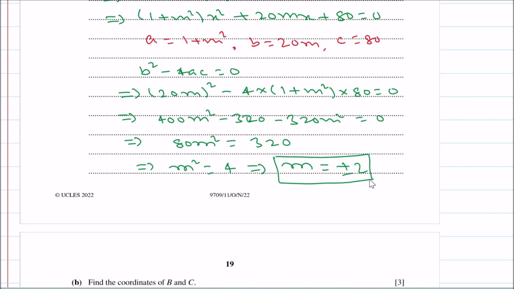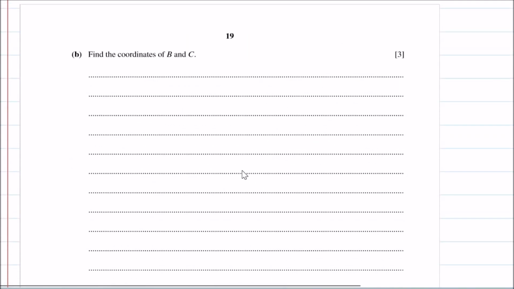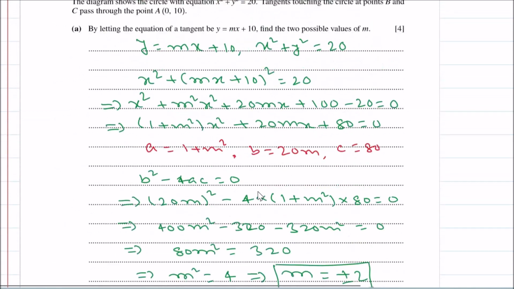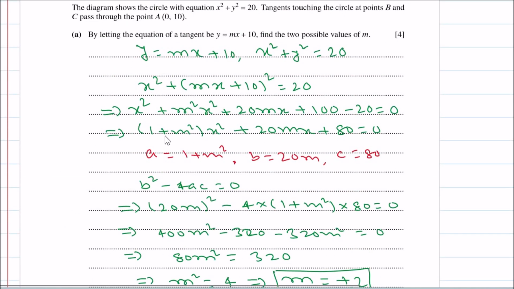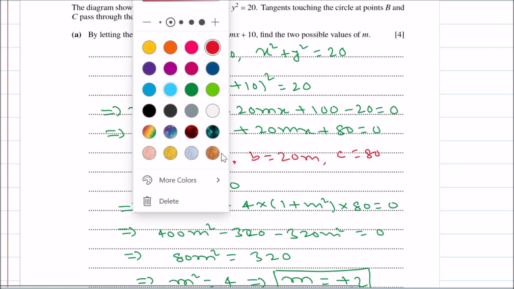So m is plus minus 2. Let's go to the next part. It says find the coordinates of B and C. See, by substitution we have already written an equation here. You can see here 1 plus m square x square. I'm talking about this equation already written.